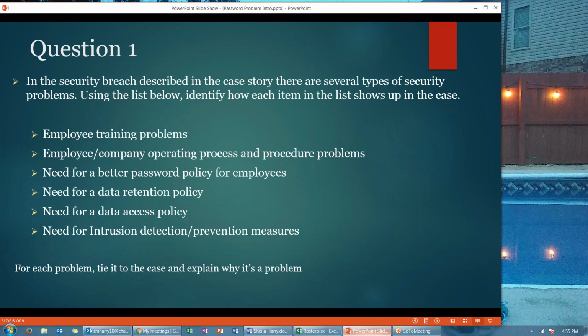Just to further clarify, your claim can be what the problem was in the case that has to do with each item. And your support statement can then explain why it's a problem. And for good, strong support, you're going to want to explain why it was a problem in this case and why it's a problem in general. So hopefully everyone understands that.